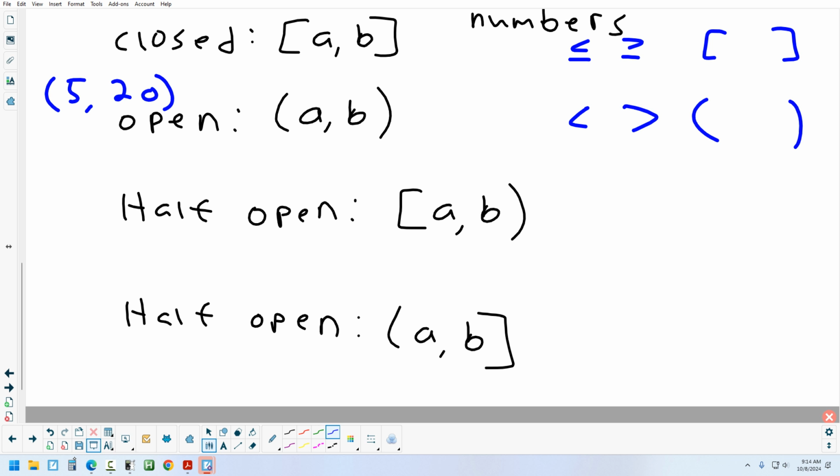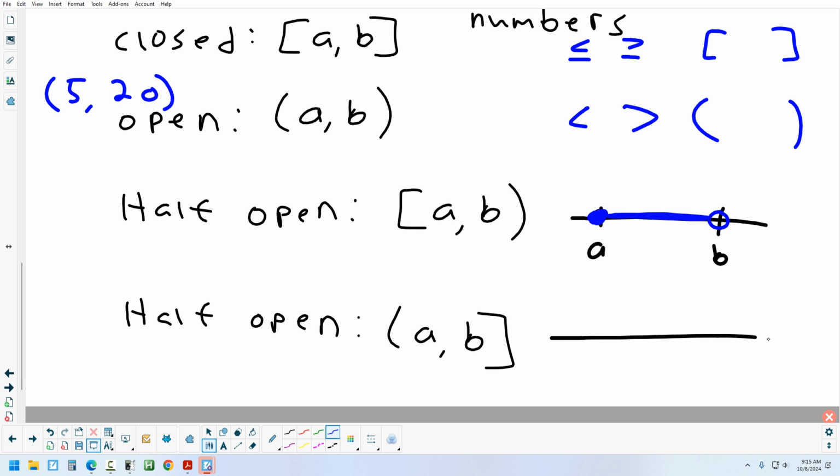So you can include A, but not B. And the bottom one, you can include B, but not A. If you wanted to think of it kind of like a picture on a number line, if here's A, here's B, what kind of circle do we use on a number line when you can include? Closed. Yeah, so you could think of it as a closed circle on A. What kind of circle when you can't include it? Open circle on B, shade between.